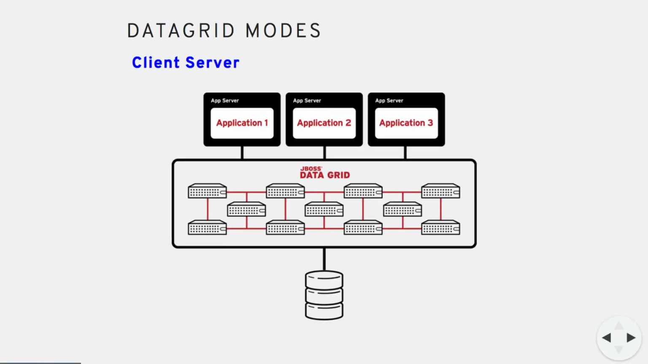JBoss Data Grid comes in two different modes. The first one is called client-server, and that means that the application and the data grid are running in separate processes, and the data grid can scale independently of the application, and different applications can access the same data grid remotely over network calls.